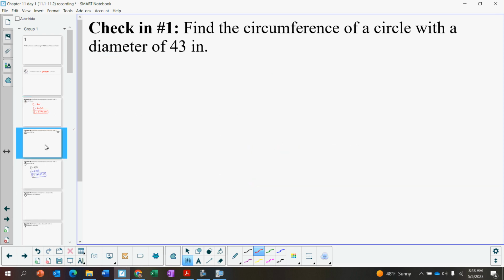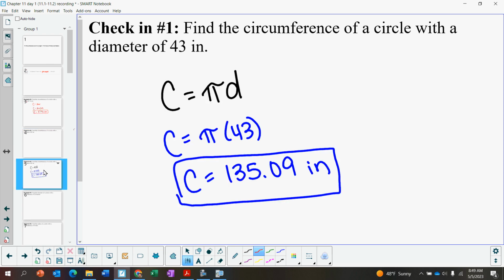So you go ahead, try this one. Find the circumference of a circle when the diameter is 43. Pause, and when you're ready to see the answer, hit play. All right, so we would use pi d for this problem. So that's pi times 43, and I get about 135.09 inches.